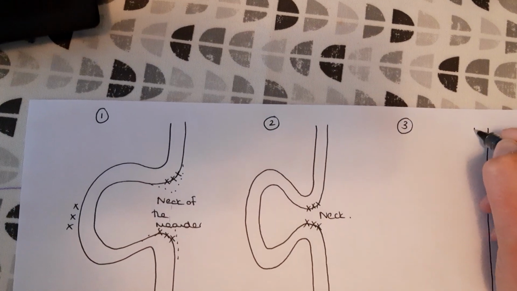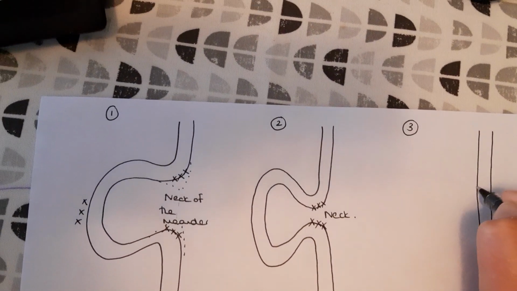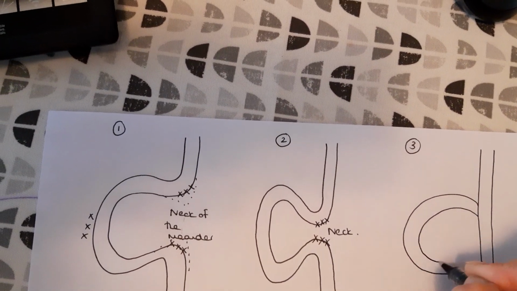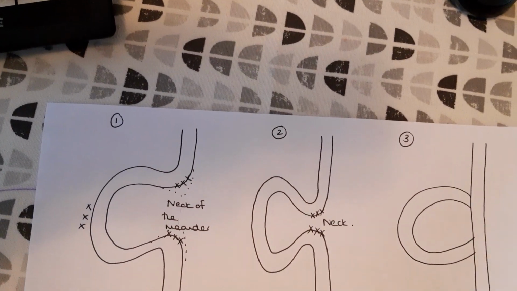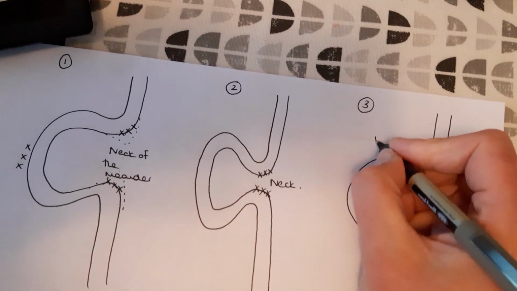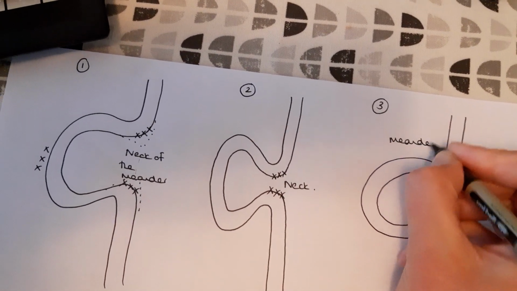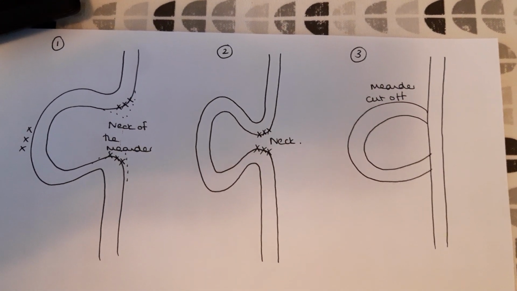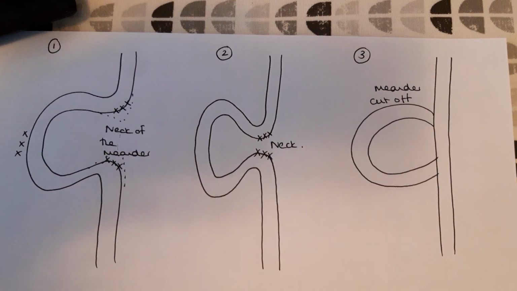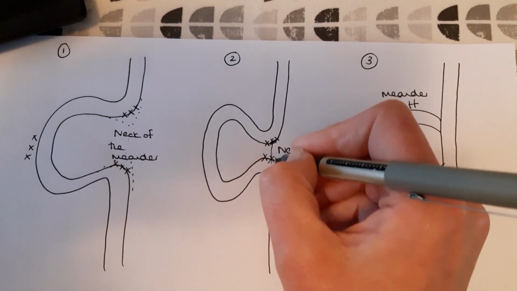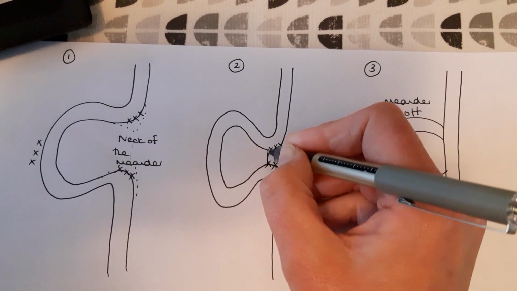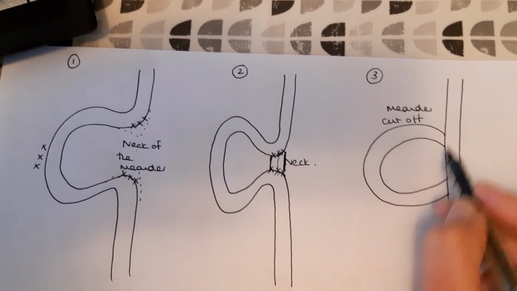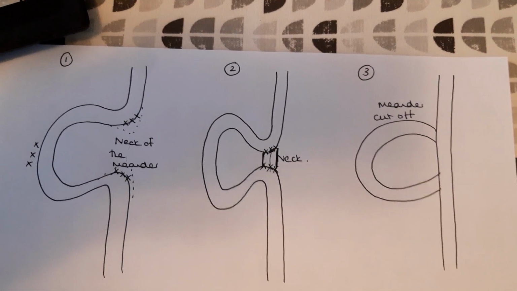Eventually, you end up with a river with this going on. Okay, this is called a meander cut off, because it has literally been cut off from the rest of the river. This erosion here and here has broken through. That neck has been taken away, and this bit that was part of the river is now cut off from the rest of the river.